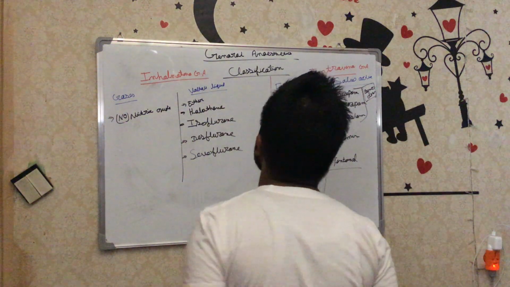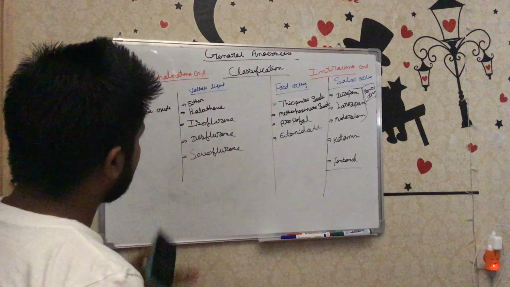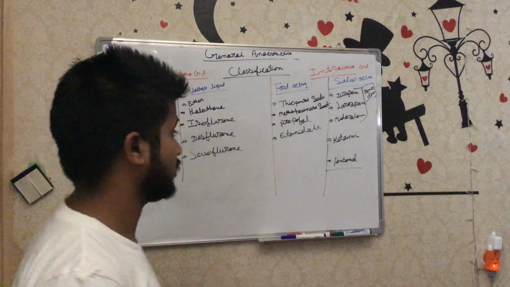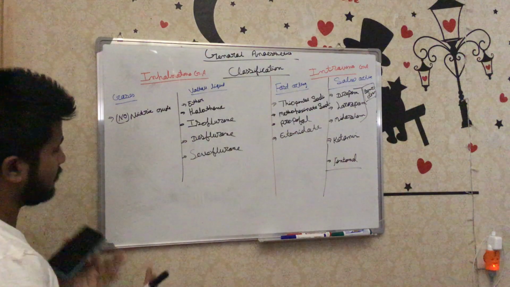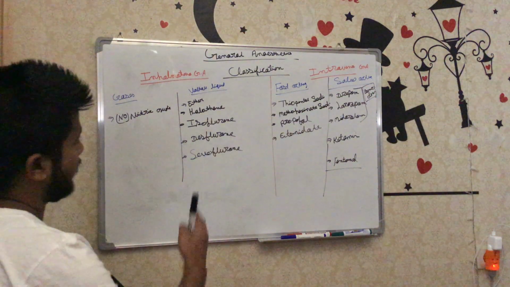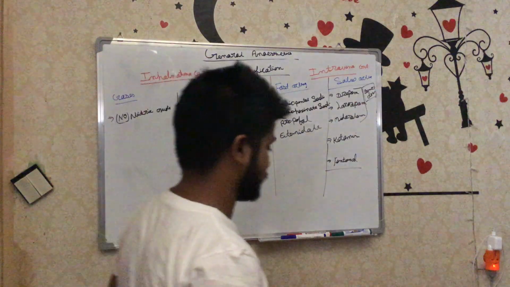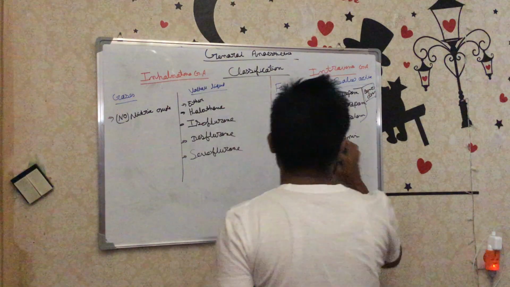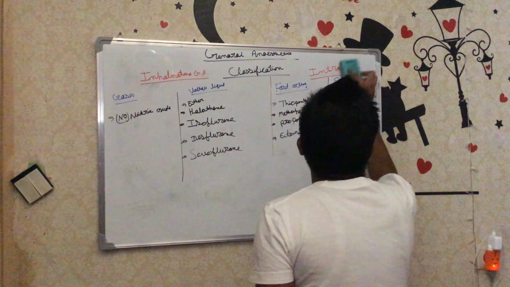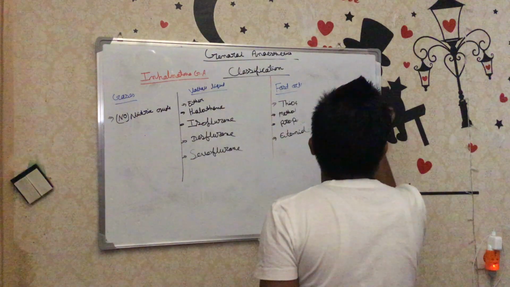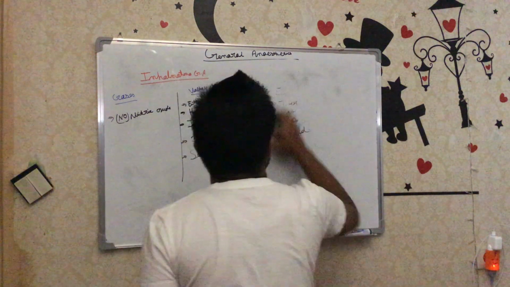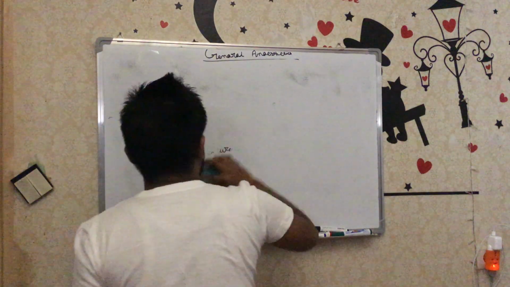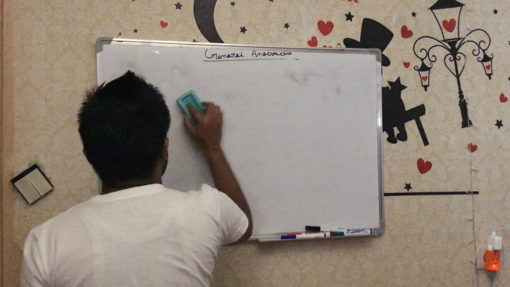So this is our main classification of general anesthesia, and now we'll discuss the main properties of inhalational general anesthesia and intravenous general anesthesia. What are the main properties? There are some properties that you should know in inhalational and intravenous anesthesia. So now we'll discuss the main properties. Before the start, we will discuss some general things.